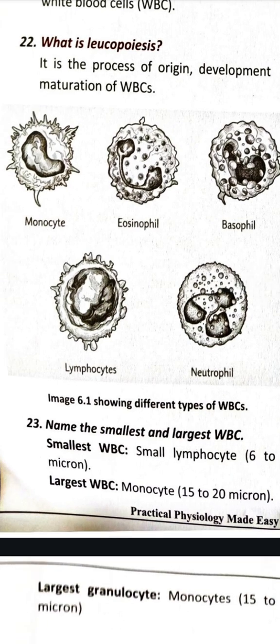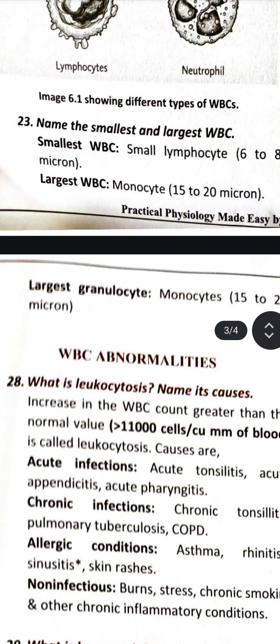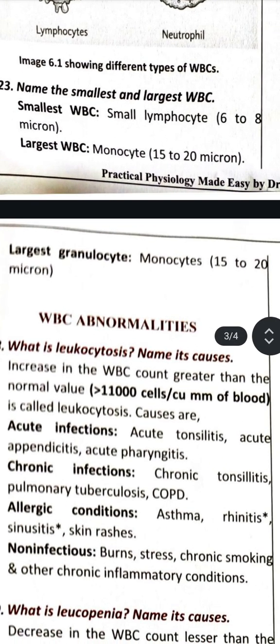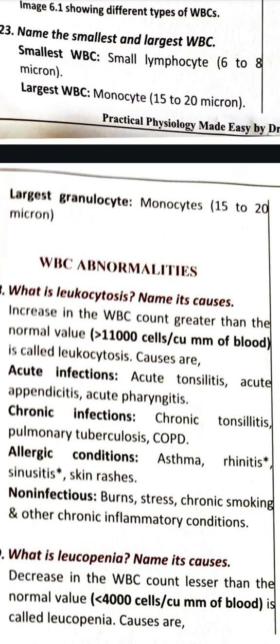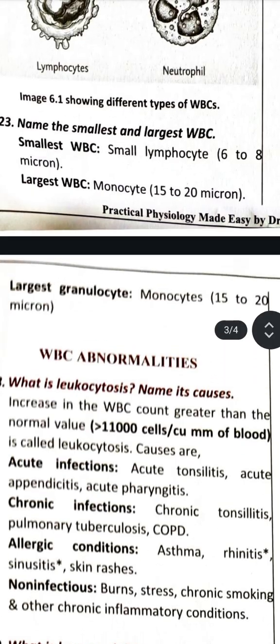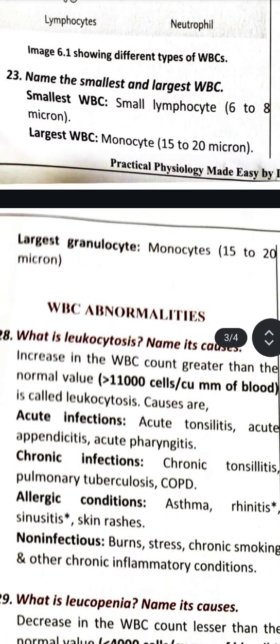This is how the WBCs look. It's a black and white picture. This is a multi-lobed nucleus neutrophil, then lymphocyte. This is basophil, identified by basophilic granules, eosinophil, identified by eosinophilic granules, and the kidney-shaped or indented nucleus is the monocyte. The smallest WBC is the small lymphocyte, which is 6 to 8 micron, and the largest WBC is monocyte, which is 15 to 20 micron.